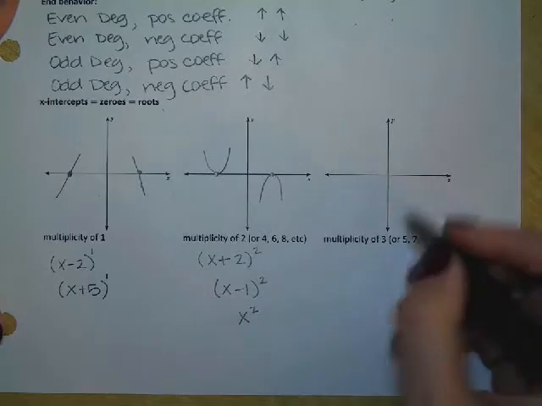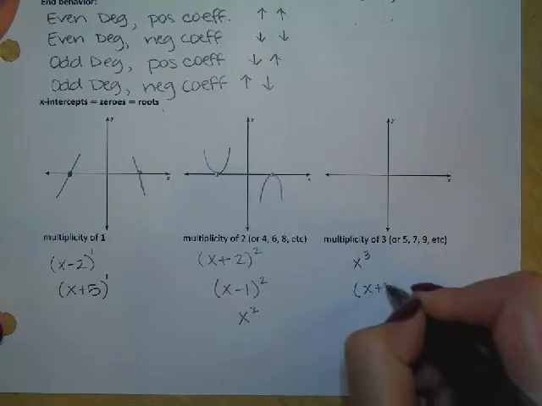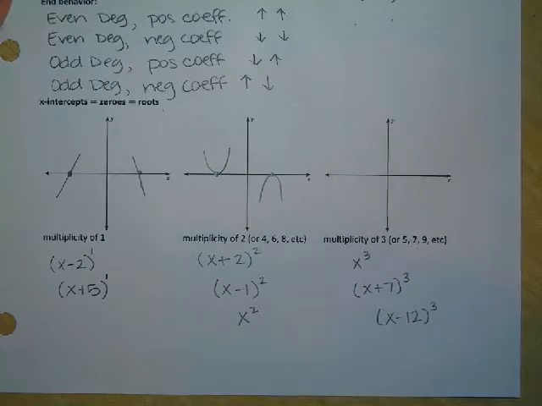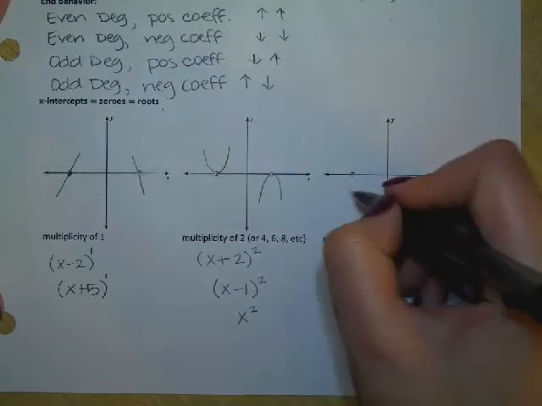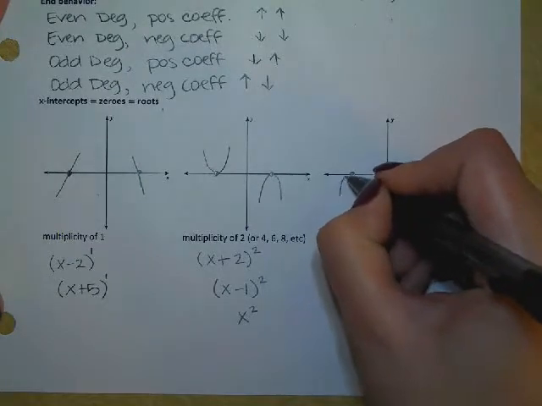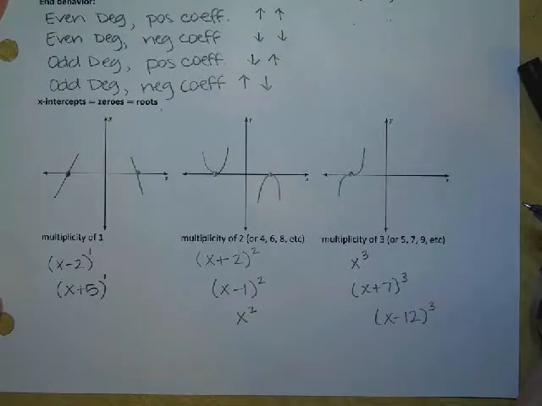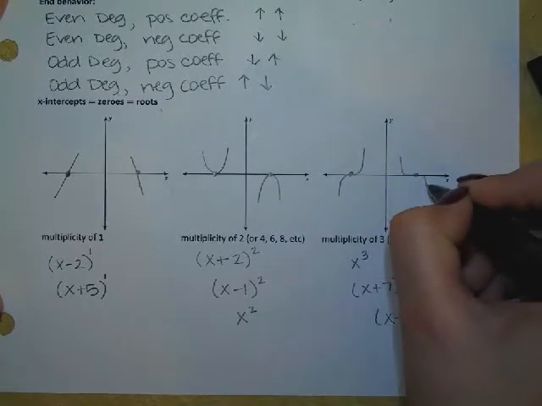Multiplicity of 3 could be something like x to the 3rd, or x plus 7 to the 3rd, or x minus 12 to the 3rd, something with an exponent of 3. Again, it could have an exponent of 5 or 7 or 9, but we always deal with the smallest version. These have that S-curve. The way I draw these is I say go up, level off, go up, or go down, level off, go down.